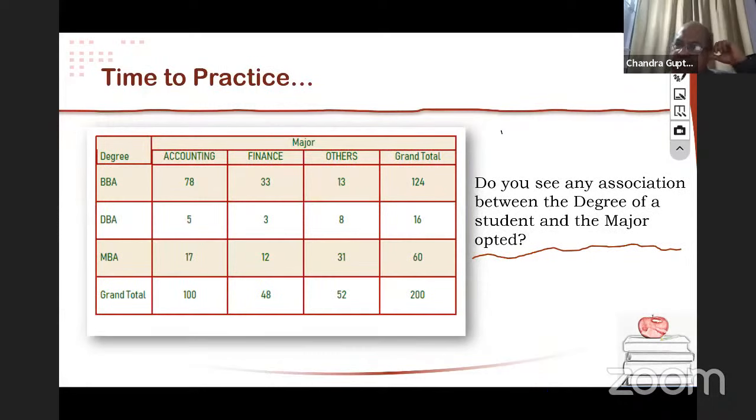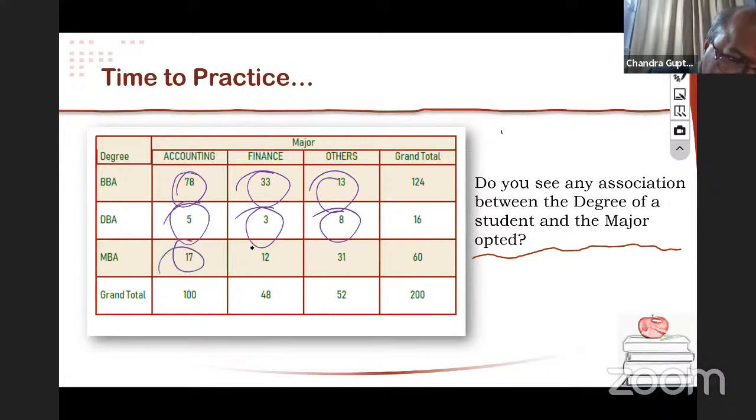Okay. Do you see any association between the degree of a student and the major opted? And that's the frequency which we get. Is there any association between the degrees and the options for major?